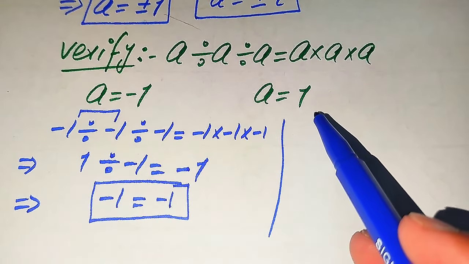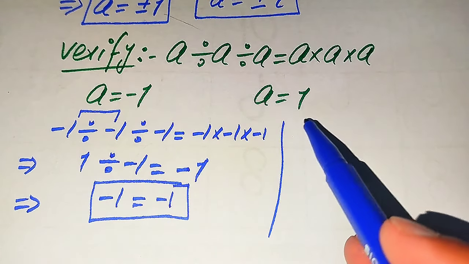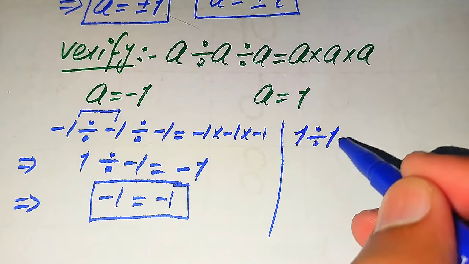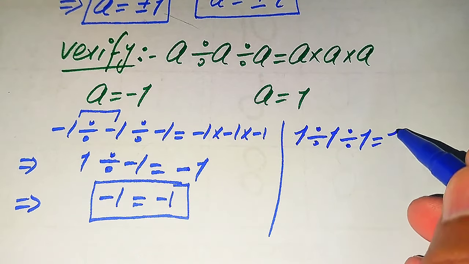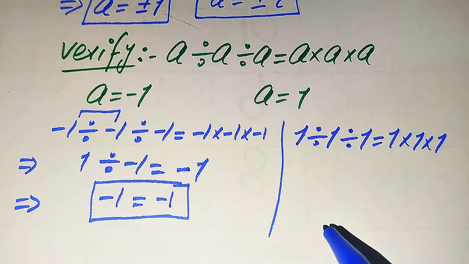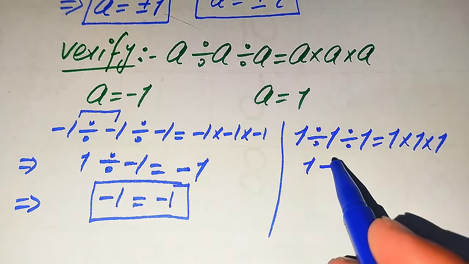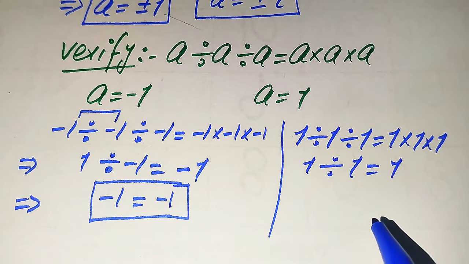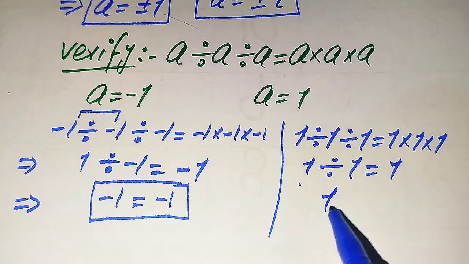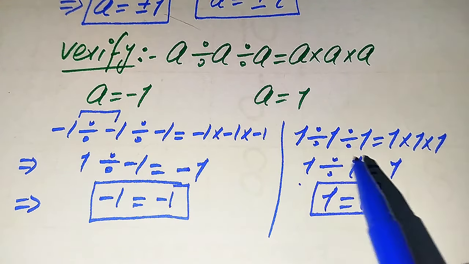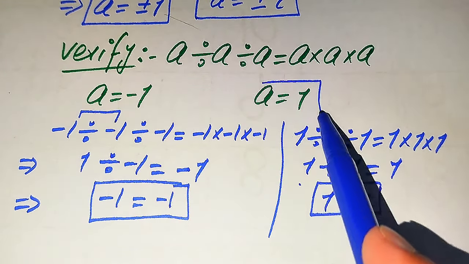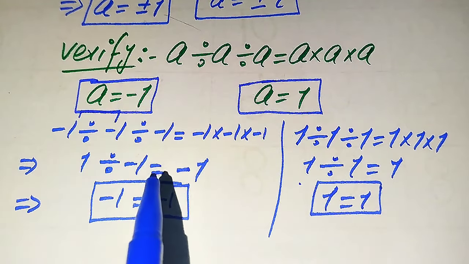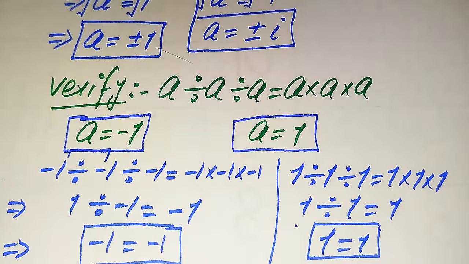And now we verify the second value of a, that is a equals 1. When you put a equals 1 on both sides, it becomes 1 divided by 1 divided by 1 is equal to 1 multiplied by 1 multiplied by 1. When we divide these ones, we get 1 divided by 1, and when we multiply 1 three times, we get 1. So 1 divided by 1 is also 1, equals 1. This shows that the second value of a also satisfies our given question statement. So these two values of a satisfy our given question statement. And now we move towards our next values.